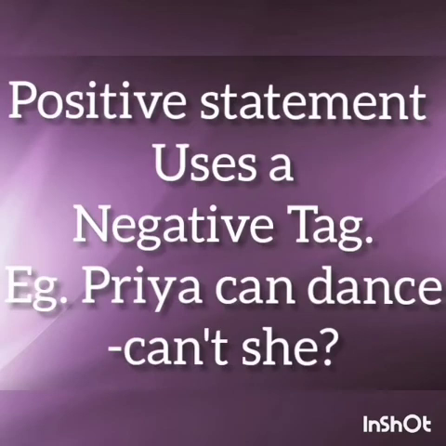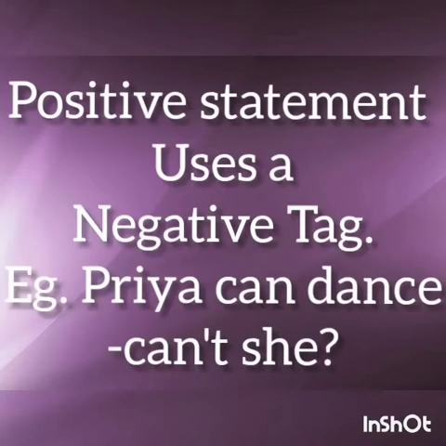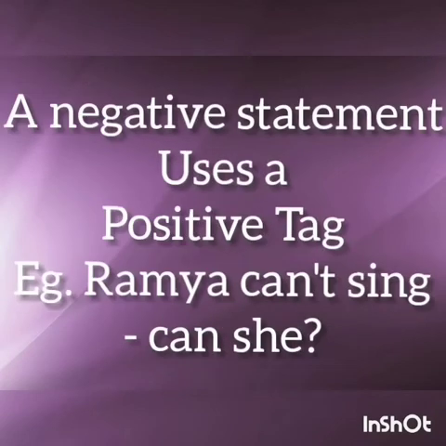When a word is used instead of a noun, it is called a pronoun. Instead of Priya we are using she. So it is a pronoun. He, she, it, they refer to pronouns. The opposite of can is can't. So a positive statement uses a negative tag. What is the negative tag of can? Can't. So what is the answer? Can't she.